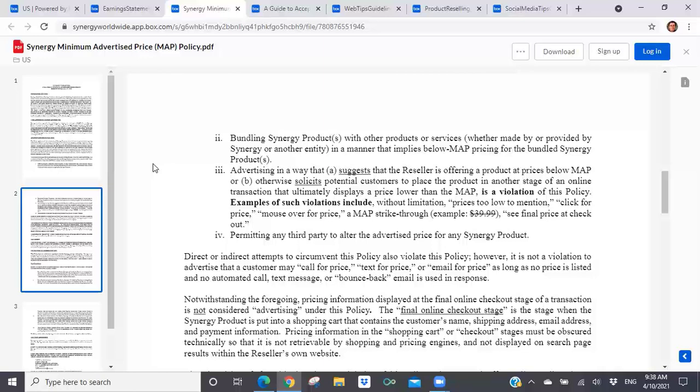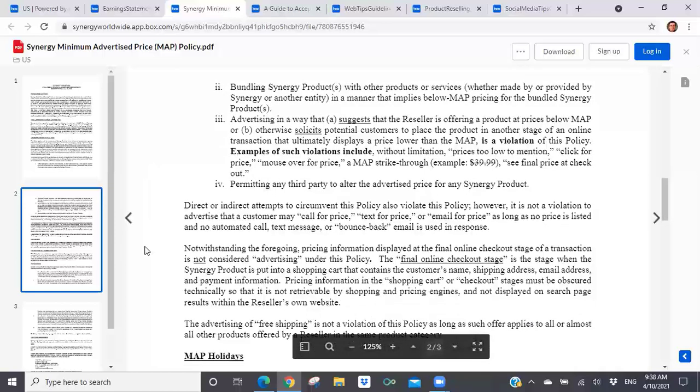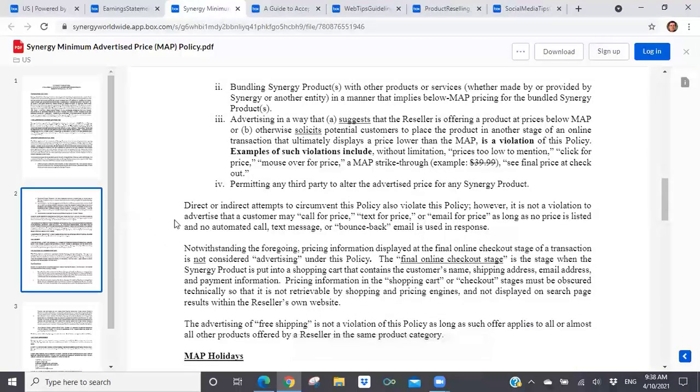Now, with that said, you can always do the following, and I found this interesting. Direct or indirect attempts to circumvent this policy also violate this policy. However, it is not a violation to advertise that a customer may call for price, text for price, or email for price, as long as no price is listed and no automatic call, text message, or bounce-back email is used in response.